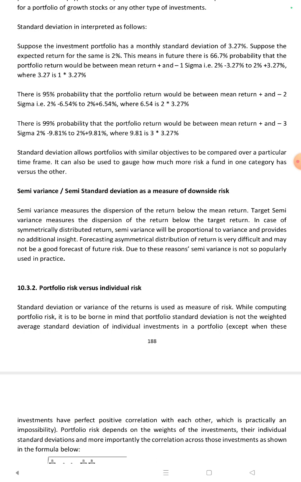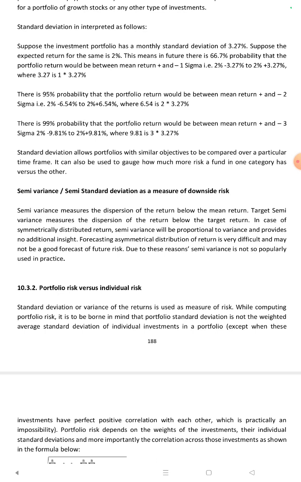There is 95% probability that the portfolio return would be between mean return plus and minus 2 sigma, that is 2% minus 6.54% to 2% plus 6.54%, where 6.54% is 2 into 3.27%. There is 99% probability that the portfolio return would be between mean return plus and minus 3 sigma, 2% minus 9.81% to 2% plus 9.81%, where 9.81% is 3 into 3.27%.